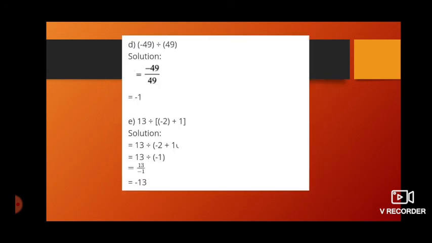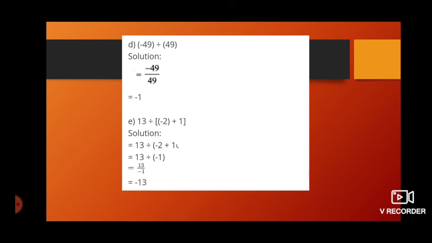Now, minus 49 divided by 49. In the same way, first we will do the division. 49 by 49, the result is 1. Now come to the sign. 49 is negative, 49 is positive. So both have different signs, and automatically the result will get a negative sign.